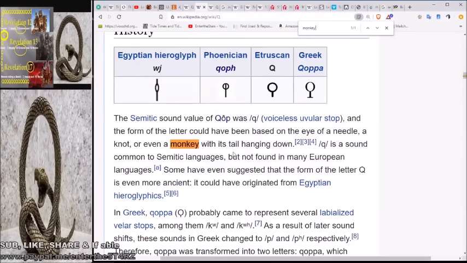A knot or even a monkey with a tail hanging down. And so basically the downstroke of the letter Q is the tail of the monkey. It's kind of weird. Monkey see, monkey do, right? Q is the name also of the Guatemalan currency called the quetzal.